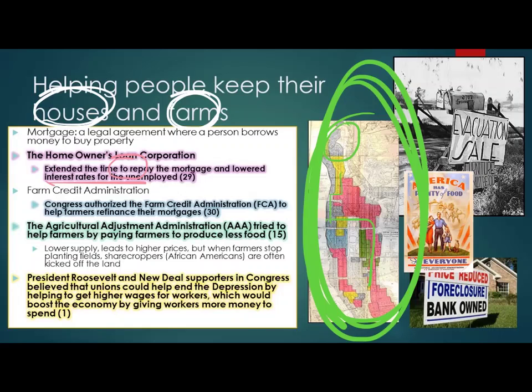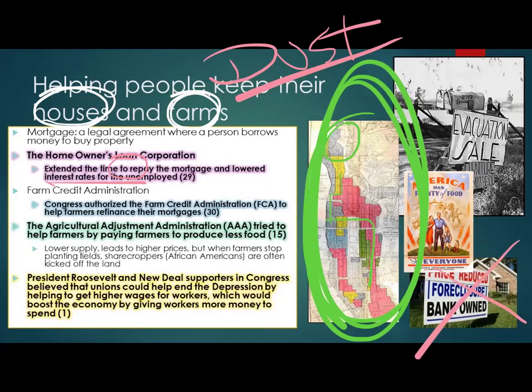Another we know is the Farm Credit Administration, where in the Dust Bowl, farmers were losing their farms because of drought, being unable to sell their products. So the Farm Credit Administration is going to do the exact same thing as homeowners loan, but for farms. We're going to let farmers refinance their mortgages so that they can lower their payments and pay it back over time, and they're going to be able to avoid foreclosure and keep their farms.